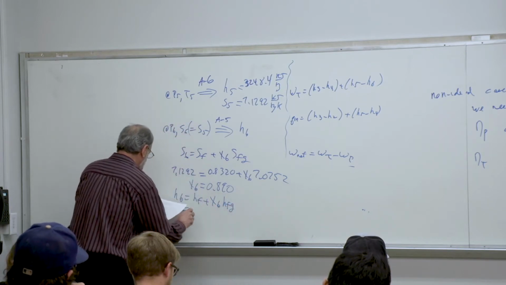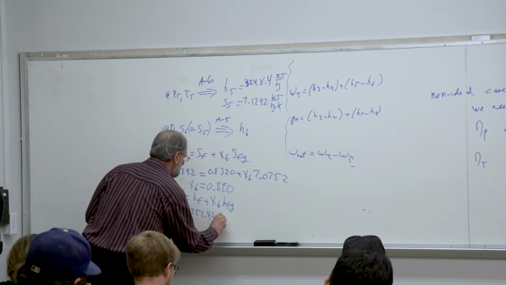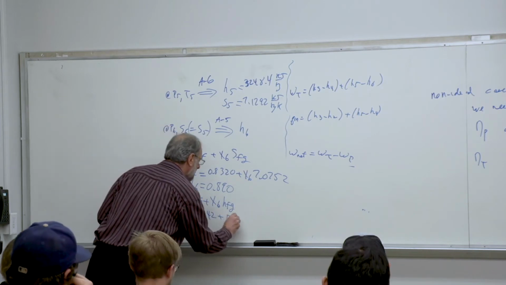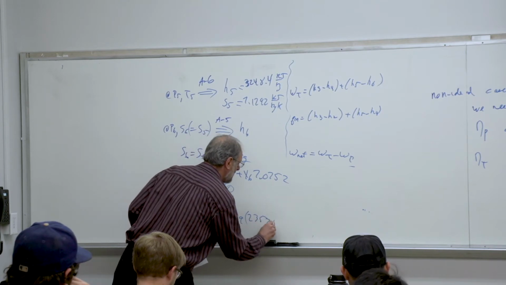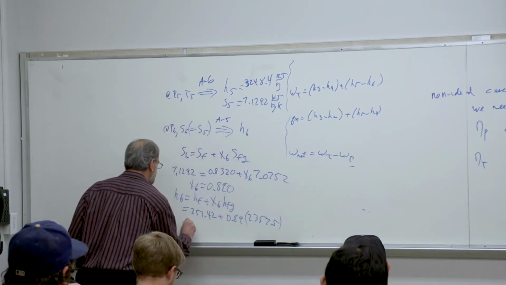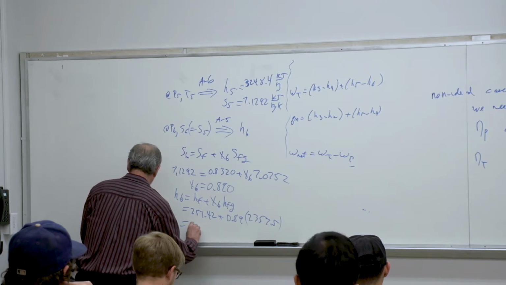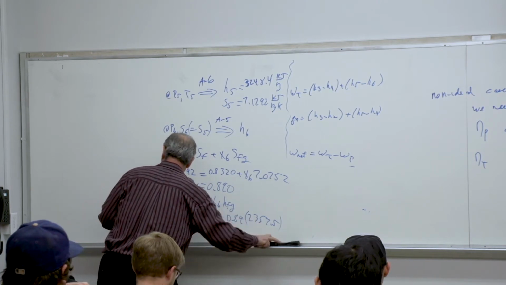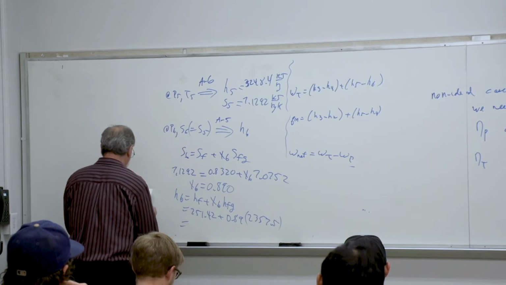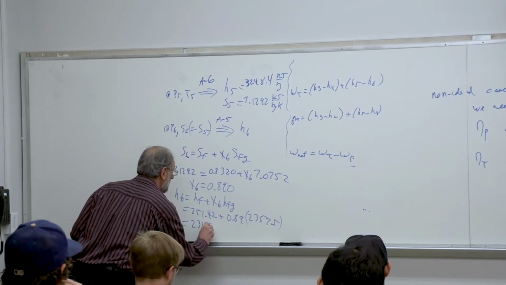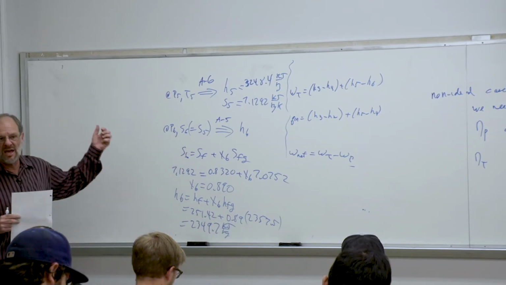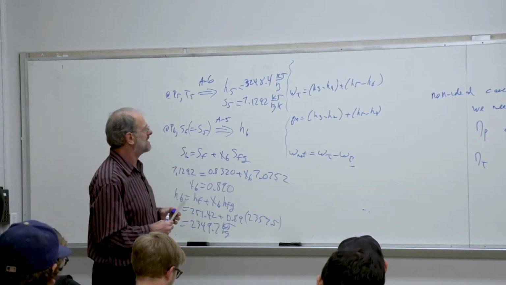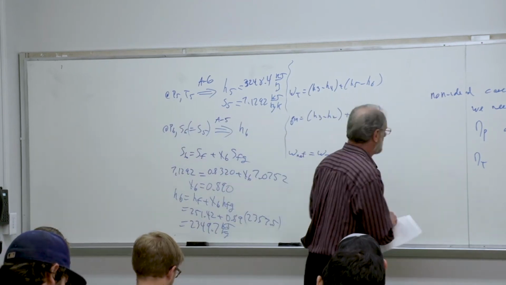So again, just pull the numbers out of the table. 251.42 is HF. And HFG is 2357.5. And this leaves us with 2349.7 kilojoules per kilogram. All right, so now we have all of our enthalpy data, and I suppose I could now finish up the TS diagram.